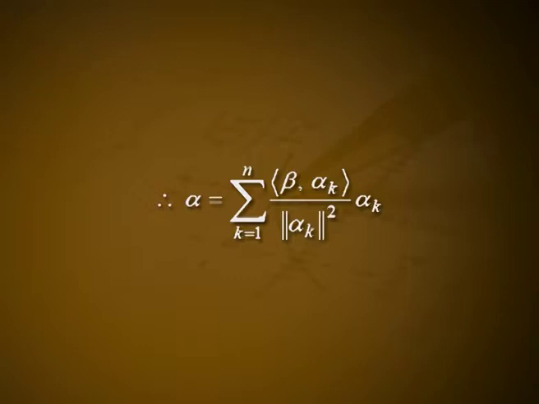If gamma belongs to W and gamma is not equal to alpha, it follows that the norm of beta minus gamma is greater than the norm of beta minus alpha. Therefore, alpha equals the sum from k equals 1 to n of the inner product of beta, alpha k, divided by the norm of alpha k squared, times alpha k, is the unique best approximation to beta by vectors in W.